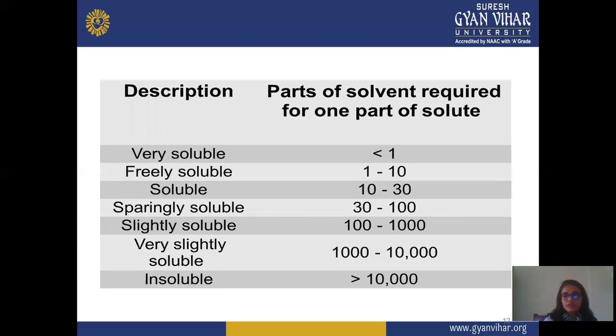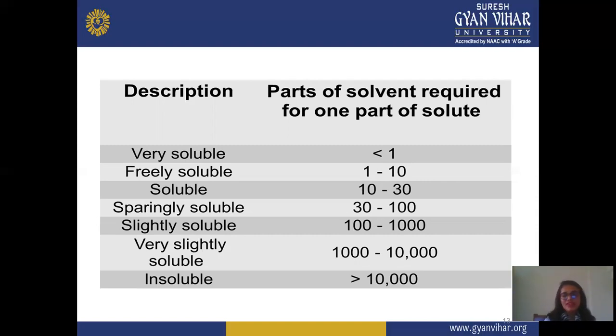Next are the different types of solubility according to how many parts of solvent dissolve the solid. First, very soluble means less than 1 part. Second, freely soluble means 1 to 10 parts, soluble means 10 to 30 parts, sparingly soluble is 30 to 100 parts, slightly soluble is 100 to 1000 parts, and very slightly soluble means 1000 to 10,000 parts. Insoluble means more than 10,000 parts. So you should select according to this amount which type of solubility is required.